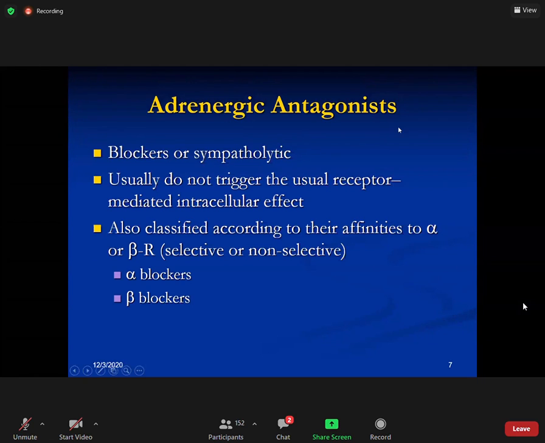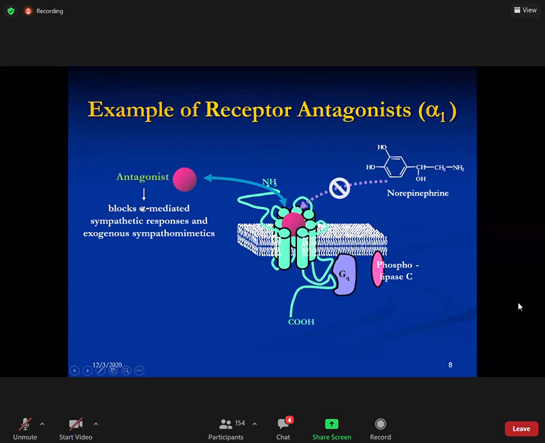Now, adrenergic antagonists, we call them blockers or sympatholytics. Do they trigger any intrinsic effect when you say a blocker? No. So what you're doing is blocking, to stop the endogenous norepinephrine, epinephrine, or exogenous medication from acting on it. Whereas an agonist triggers the usual receptor-mediated intracellular effect. They are also classified according to their affinity to alpha or beta, as we mentioned, or selectivity or non-selectivity. You have alpha blockers and beta blockers. So this is an antagonist.